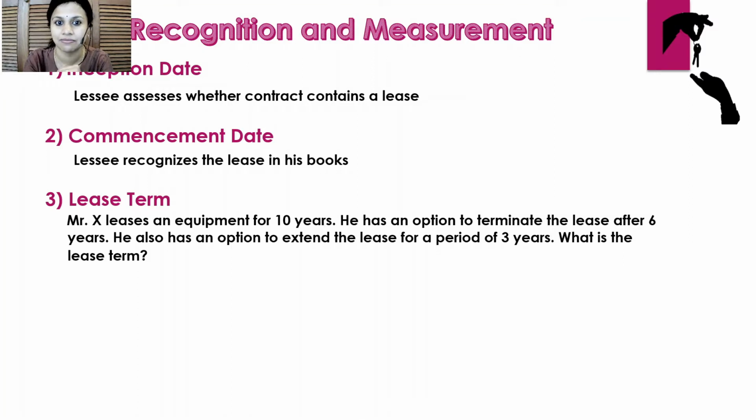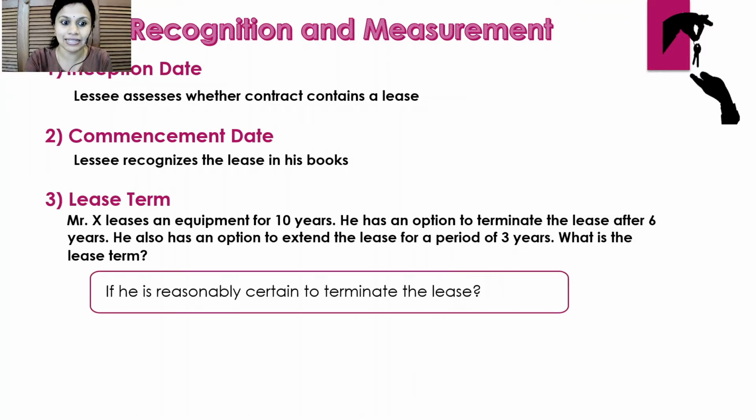What is the lease term? Is it 10? Is it 6? Is it 3? Now, all of it depends on what Mr. X is reasonably certain to do. Now, let's say Mr. X is reasonably certain to terminate the lease. He is allowed to terminate the lease after 6 years. In this case, the lease period has to be that period where he is not allowed to terminate, and that is 6 years.